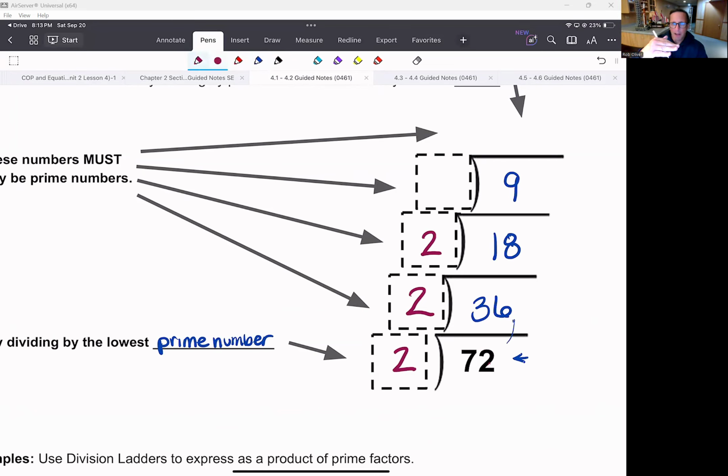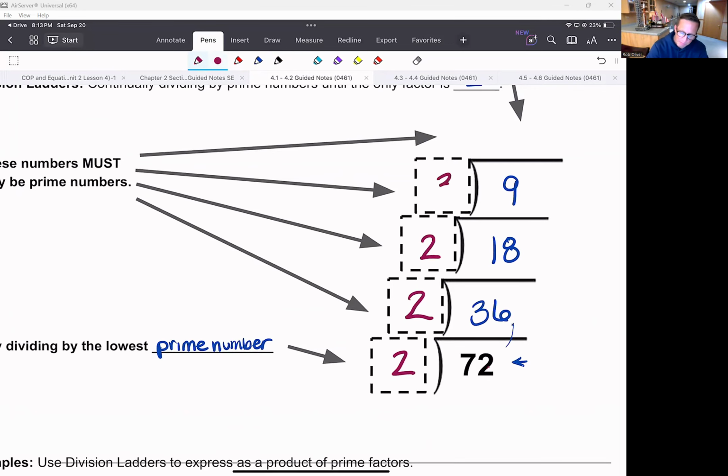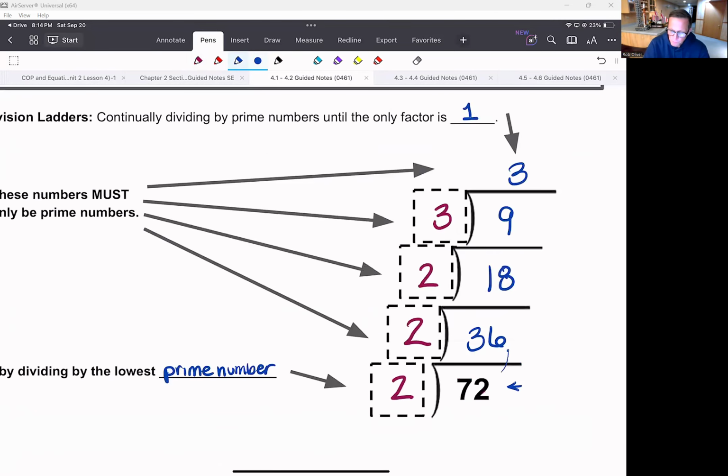You kind of work your way up. So if 2 doesn't work, try 3. If 3 doesn't work, try the next prime, 5. And then try 7. And then try 11. So we're going to try 3 at this point. And 3 divides into 9 3 times. Okay. So you got that.